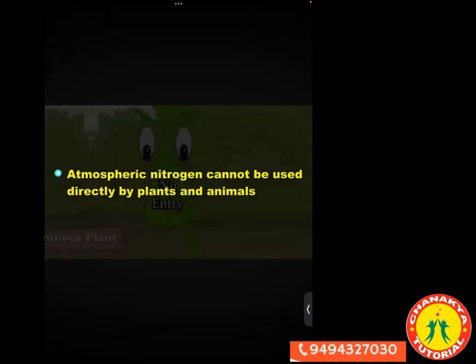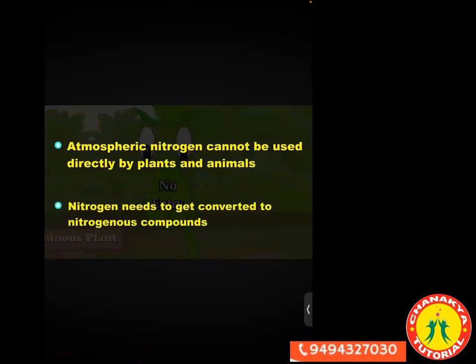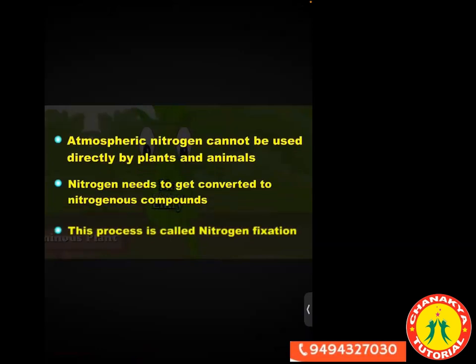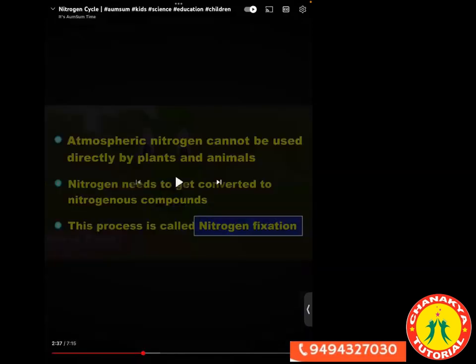So the nitrogen which is present in the atmosphere cannot be used directly by the plants and animals. That is why now what they will be doing, they will be absorbed by the roots with the help of the bacteria, and then they convert them. And the process where the nitrogen gets converted into some other compound, and this compound will be soluble, which can be absorbed by the plants and which can be absorbed by the animals also.